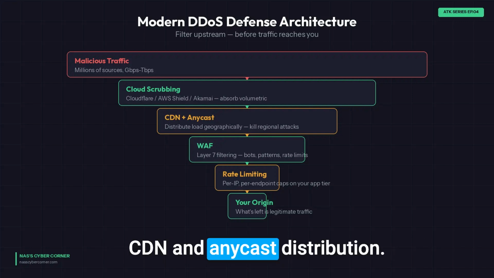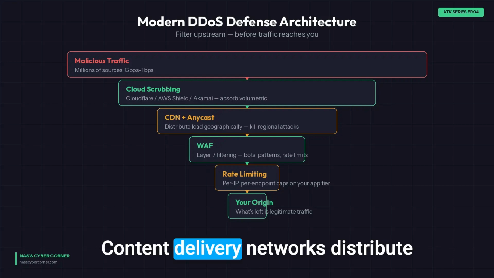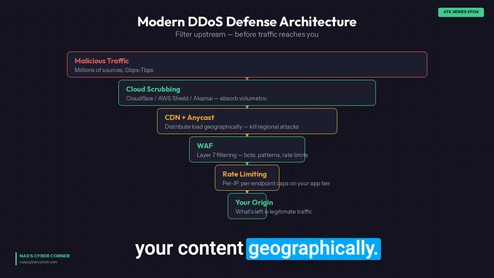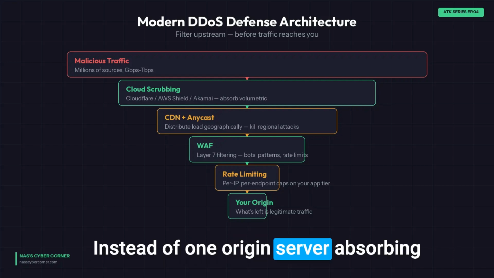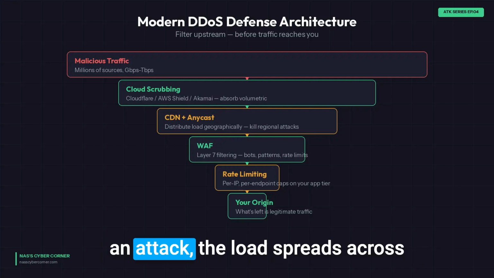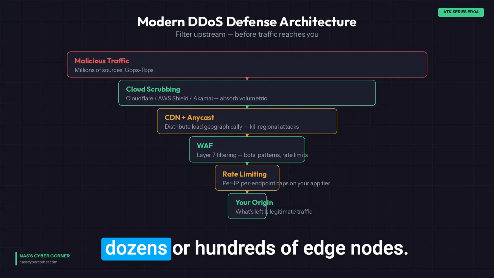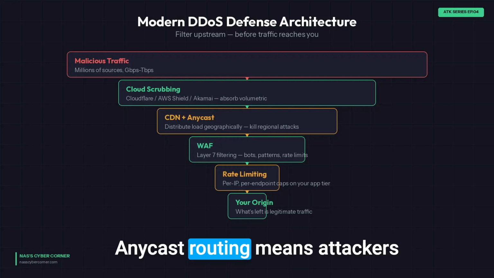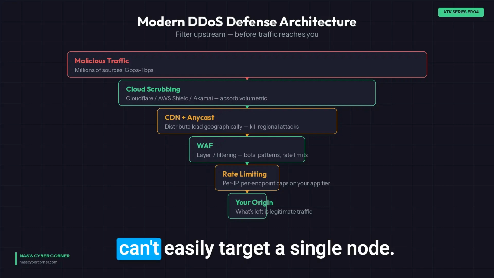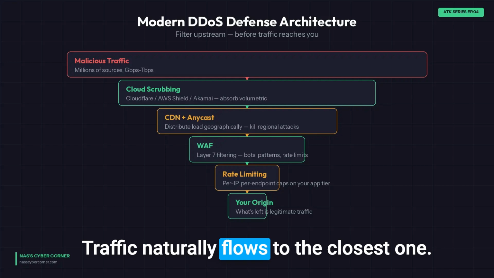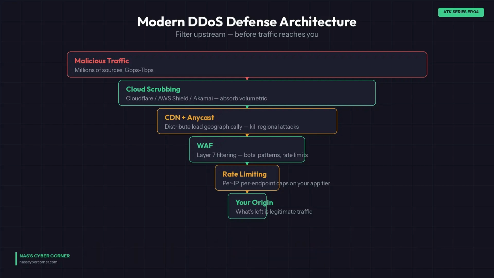CDN and Anycast distribution. Content delivery networks distribute your content geographically. Instead of one origin server absorbing an attack, the load spreads across dozens or hundreds of edge nodes. Anycast routing means attackers can't easily target a single node. Traffic naturally flows to the closest one.